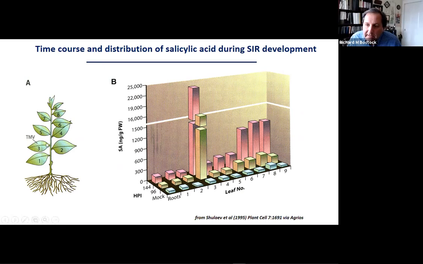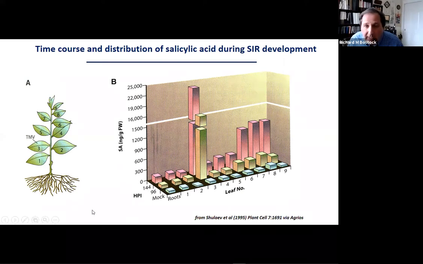So if you inoculate with TMV, the tobacco mosaic virus, on this third leaf here, and then follow what happens to salicylic acid during the development of the induced resistance in all these other leaves, and these are the leaf numbers here, it takes 96 to 144 hours after this initial inoculation on leaf 3. You see a big boost in salicylic acid in that leaf, but you begin to see it build up in leaves, particularly above the inducing leaf here. And you also get some in the roots.